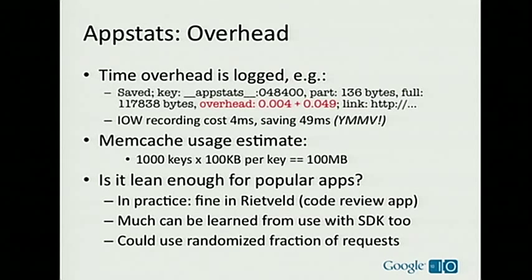Now, if you have a very popular application, if you're at like 100 or 1,000 QPS, you might not want to store data about every single request. First of all, you've probably already done some optimization to get to that level of QPS.